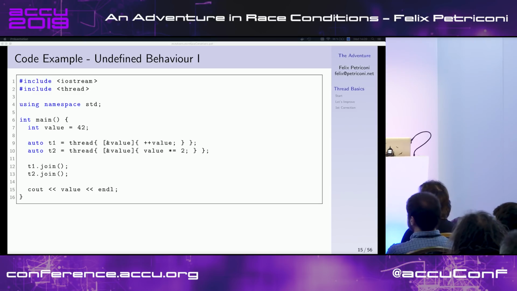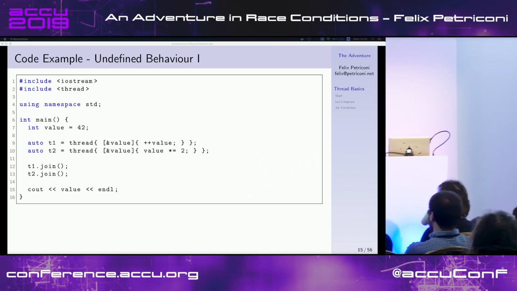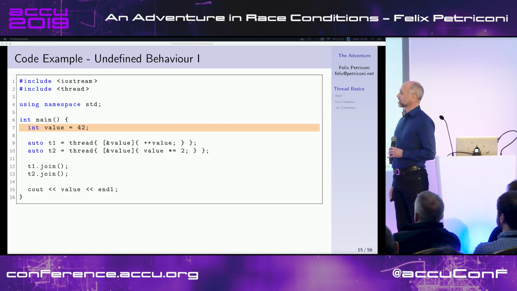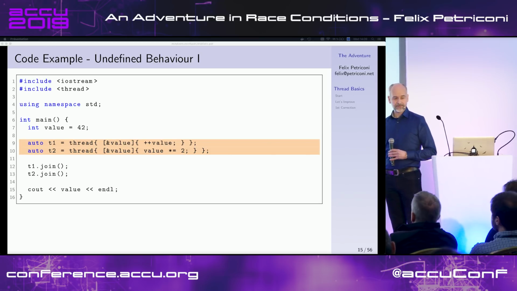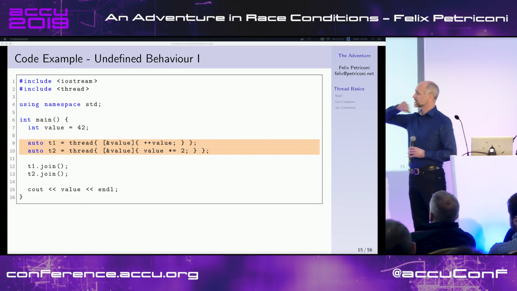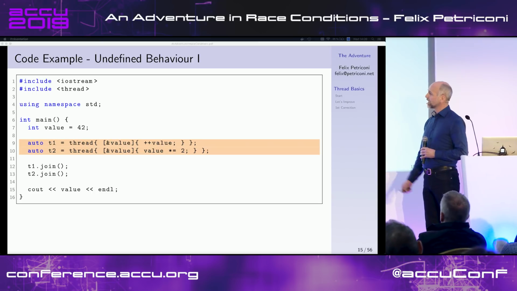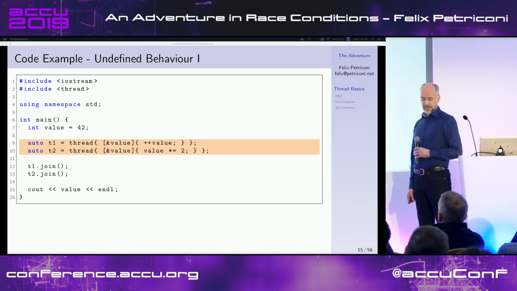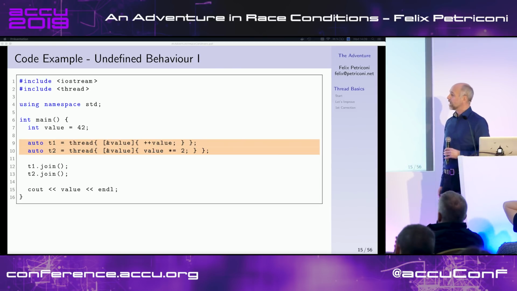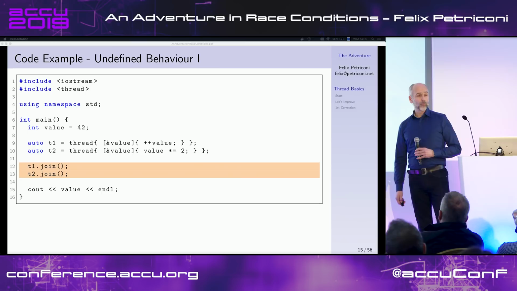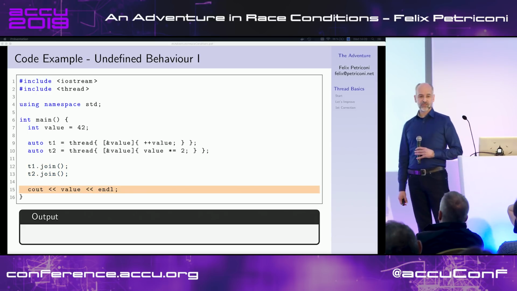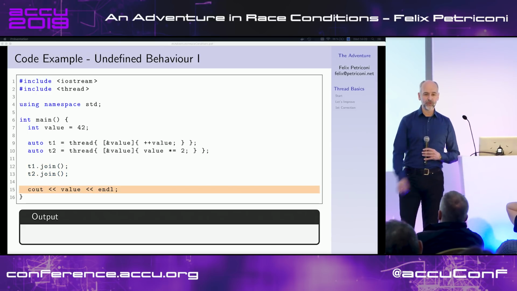So, our very first example. You have a value of 42 stored in this variable, and you spawn two threads. And you share this variable in those two threads, and you increment this value in one, and you multiply it by 2 in the other. And then at the end, you join so that you wait until both threads are terminated. So what are possible outputs? That's a question to you.